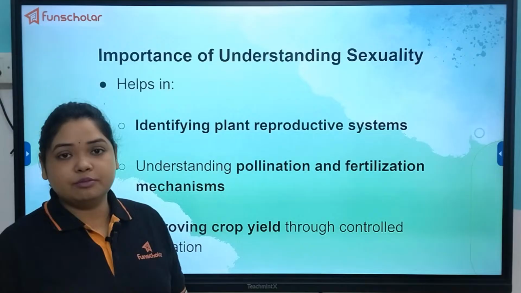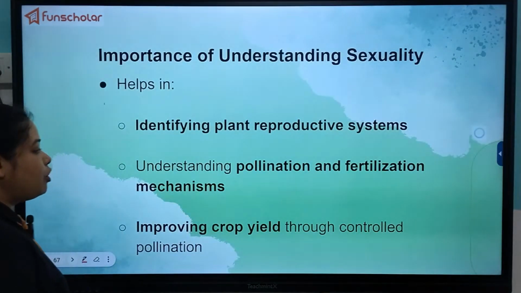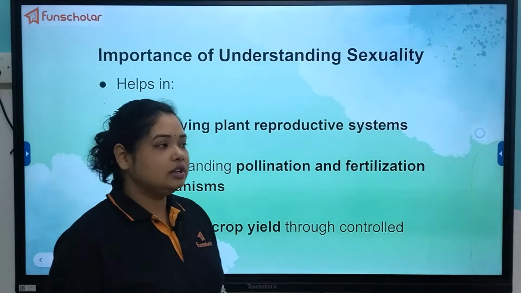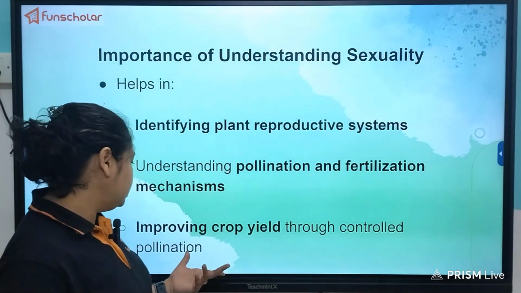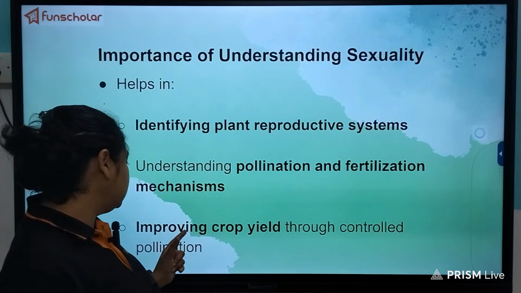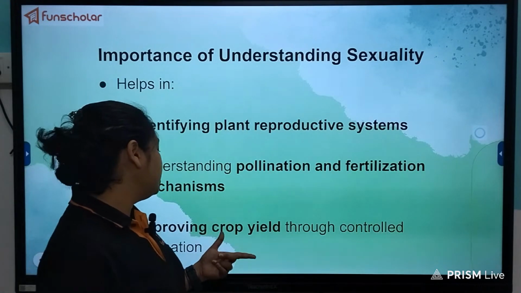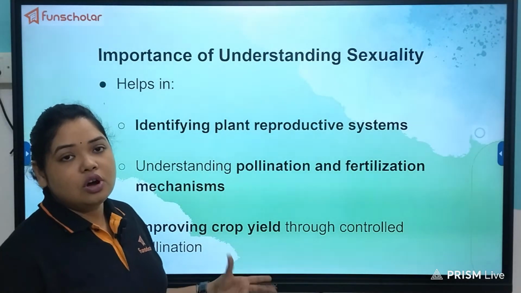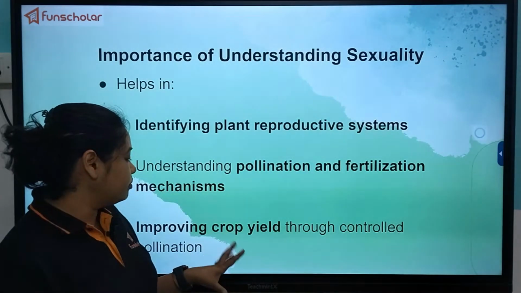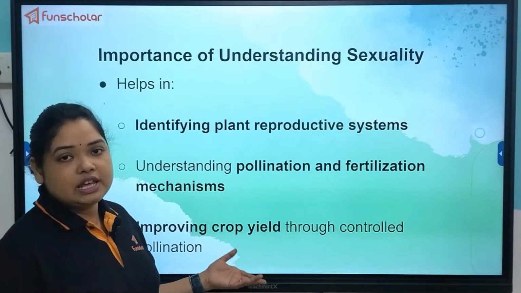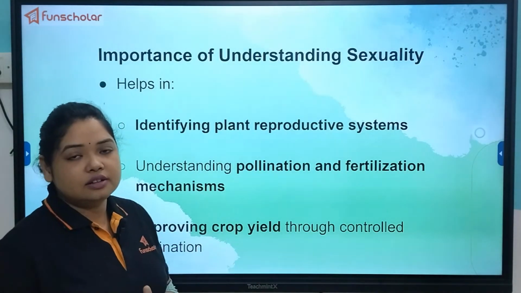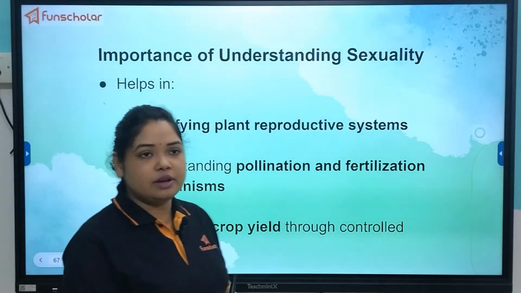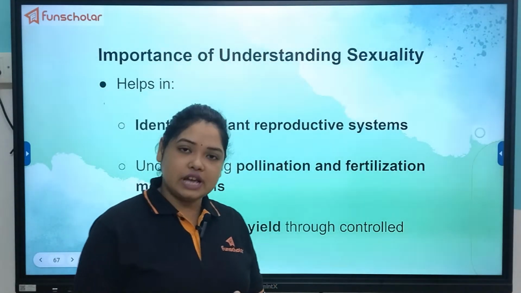Therefore, it is very much necessary that for pollination and fertilization to be successful, we need to understand the sexuality. And last but not the least, we need to improve crop yield through controlled pollination. So, how will crop production be improved? If we know the sexuality of plants, we can put them in the subsequent rows accordingly.